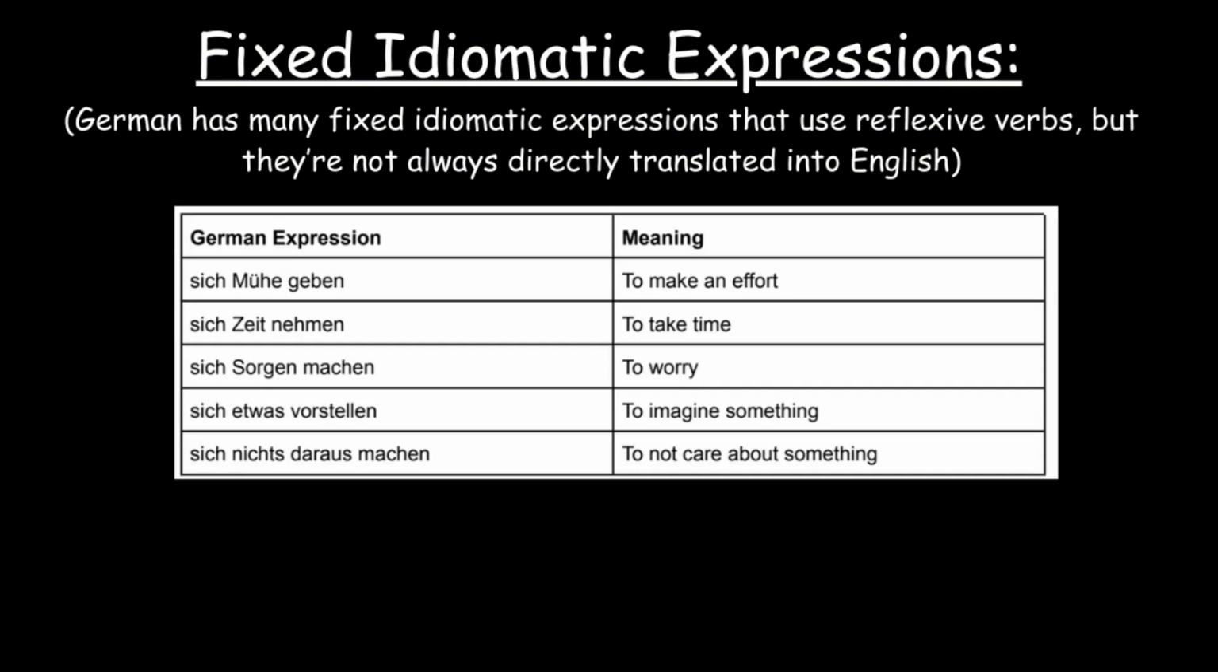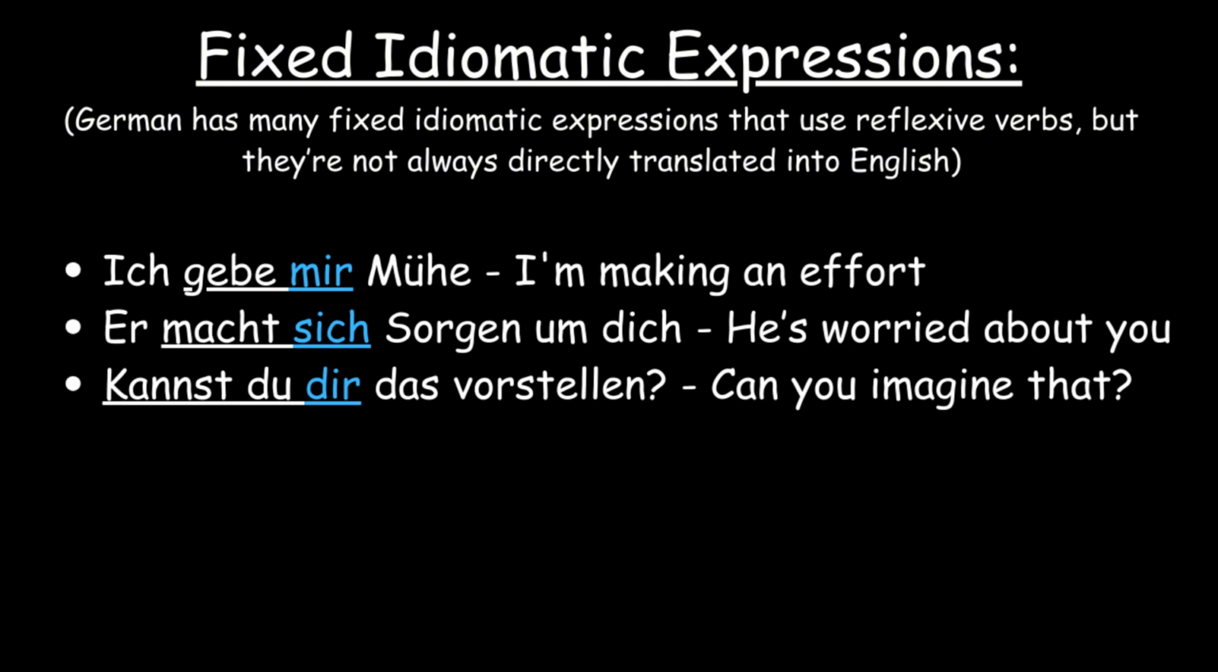German also has many fixed idiomatic expressions that use reflexive verbs, but they're not always directly translated into English, like sich Sorgen machen, meaning to worry. German has many words for the verb, but the only logical English translation is to worry, and the same applies to the rest of the verbs. Some examples are Ich gebe mir Mühe. I'm making an effort. Er macht sich Sorgen um dich. He's worried about you. Kannst du dir das vorstellen?